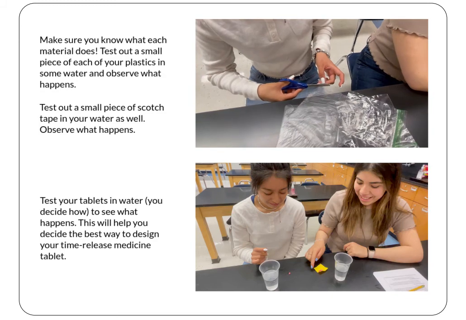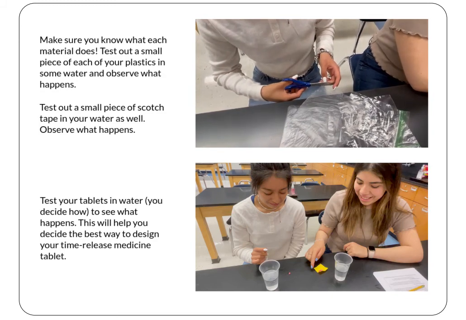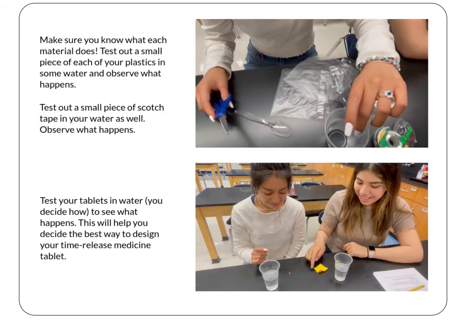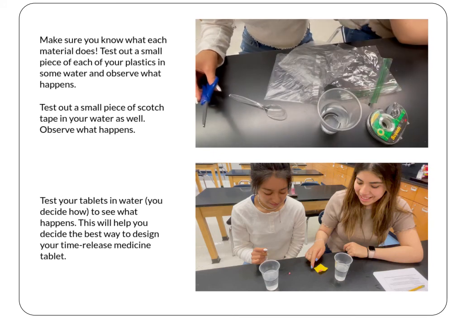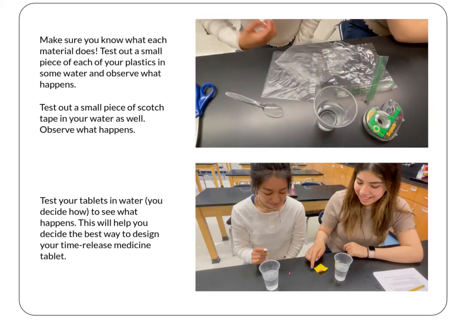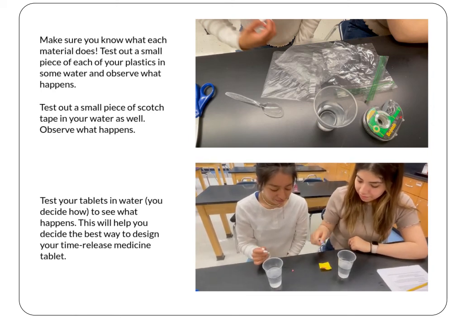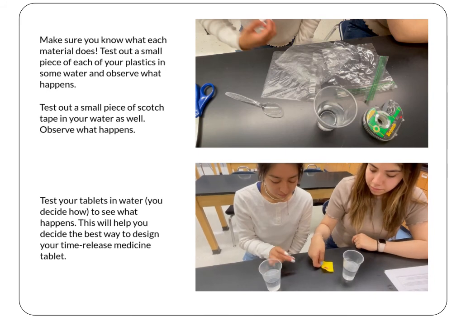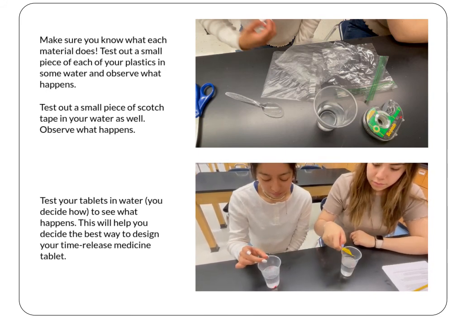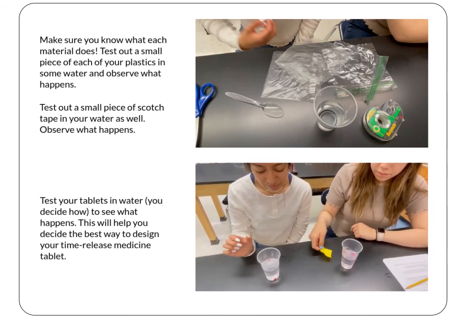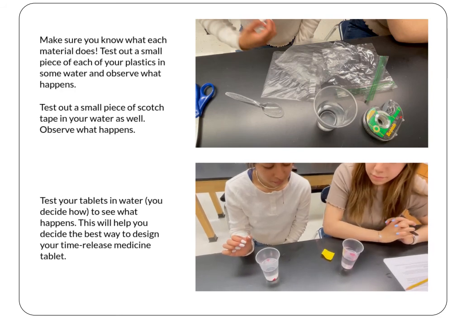What do you see happening? What happens to a small piece of Scotch tape? Make sure to document your observations on your design plan. Don't forget to also test out a tablet. As we know, solutes dissolve differently in different forms. So decide how you want to test your tablet, whether it be whole or in powder form. Observe what happens and write it in your design plan too.